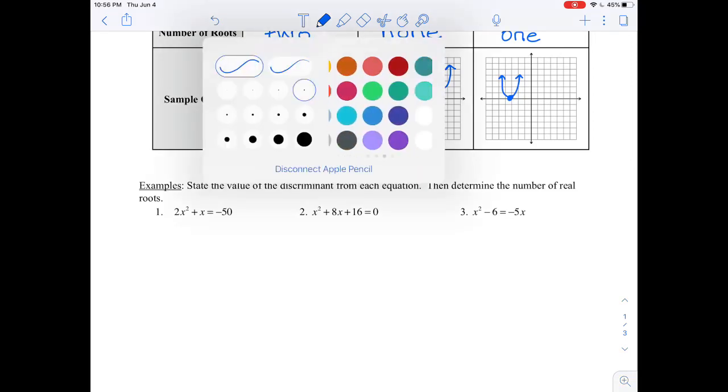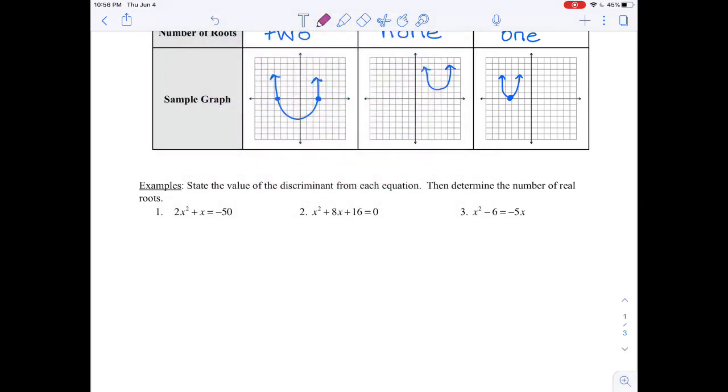So if you take a look at question number 1, make sure first of all that the equation is in standard form. Number 1 is not in standard form. We need to move this minus 50 over to the left by adding it. So we have 2x squared plus x plus 50 equals 0. Like we've been doing with our graphing, we're then going to pick out a, b, and c. So a is 2, b is 1, and c is 50.